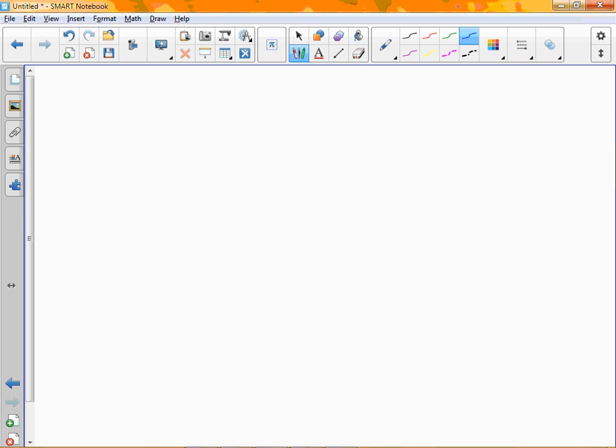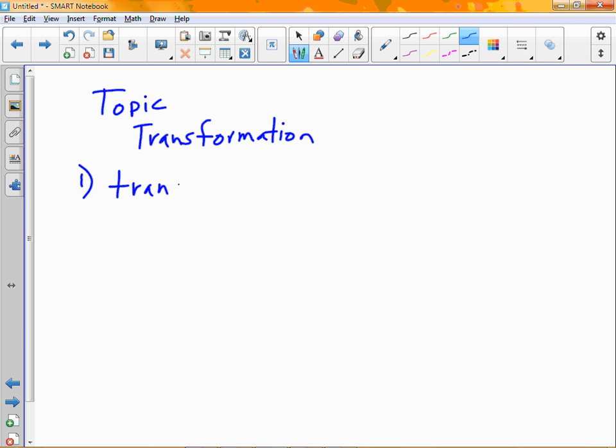All right, so there's four transformations that we talked about. This is for our EOCT, and the topic this time is transformation. There's a question on transformations. The first type that we talked about is a translation. What's another word for a translation?